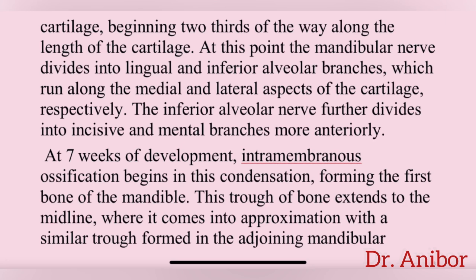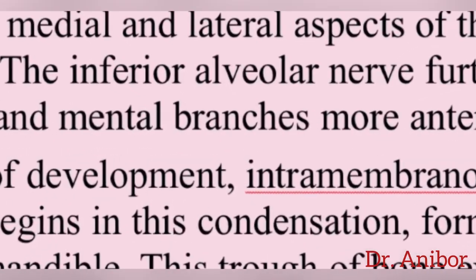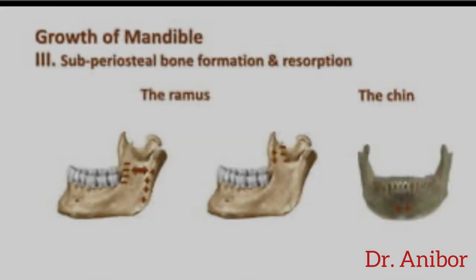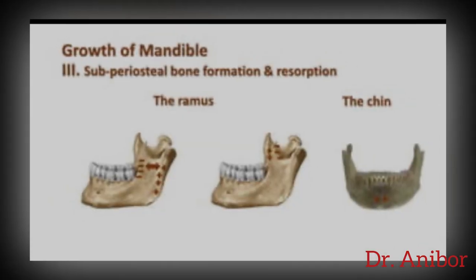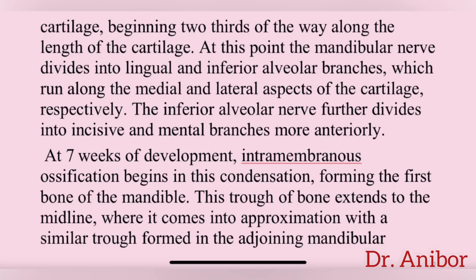So the development of the mandible occurs in close relation to the course of these nerves, and the position of the Meckel's cartilage. You find out that at 7 weeks of development, intramembranous ossification begins. It begins in a condensation. So in the 7th week of development, you have intramembranous ossification beginning in a particular condensation of fibrous mesenchymal tissue. This fibrous mesenchymal tissue is around the Meckel's cartilage, actually in the mandibular process. So the mandible is forming from the mandibular process.